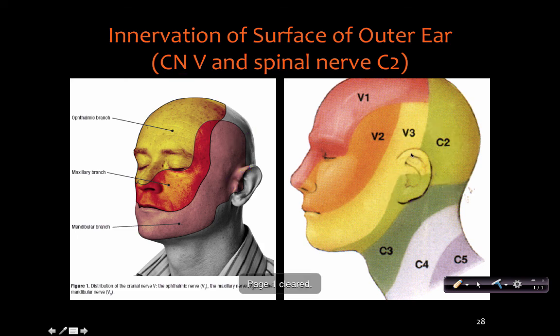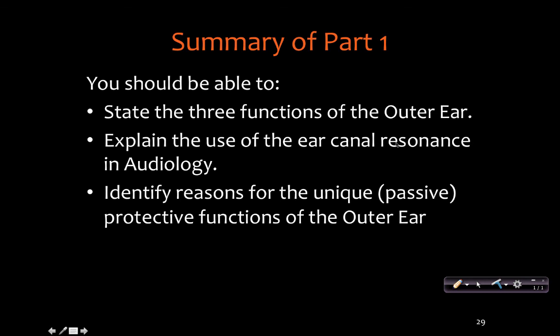Okay, good. This brings us to the conclusion of part 1. At this point, you should be able to state the 3 functions that the outer ear provides, those being sound collection, resonance, provision of amplification in the middle high frequencies via resonance, and protection, mostly due to tactile sensitivity and the inordinately wide range of nerves that provide sensation there. And as well, identify the reasons for these protective functions, which is to say the sensation and the cerumen.